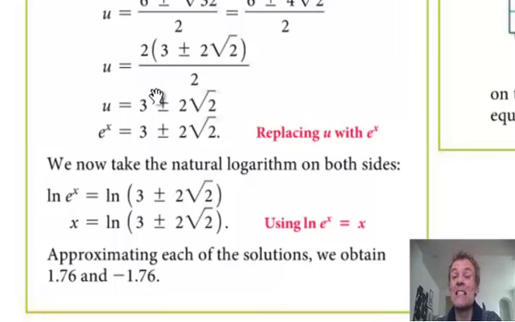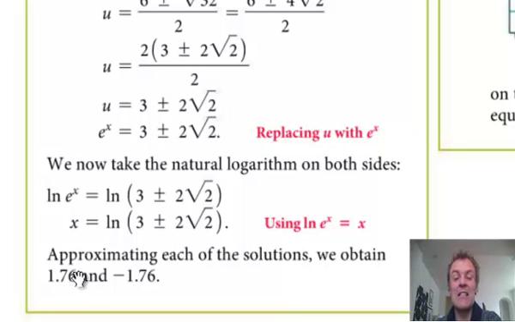Remember, u is actually e to the x. So it's e to the x equals 3 plus or minus 2 root 2. Now again, we're looking for the x, so we log both sides. This is looking a little bit complicated, so I'm going to run it through a bit easier. Log both sides. Remember, the natural log of e to the x is just the x. So there we go, x equals those two answers.